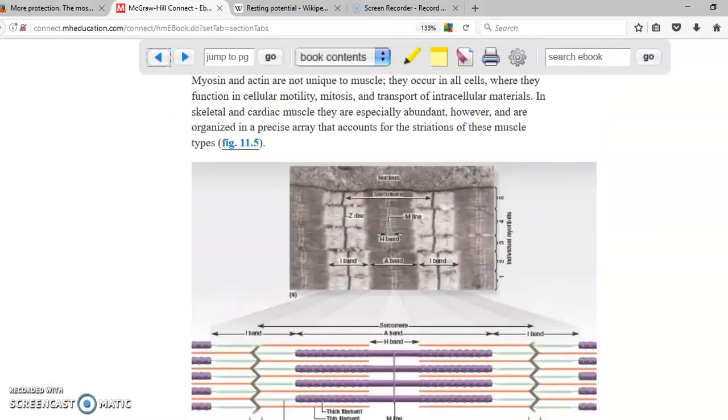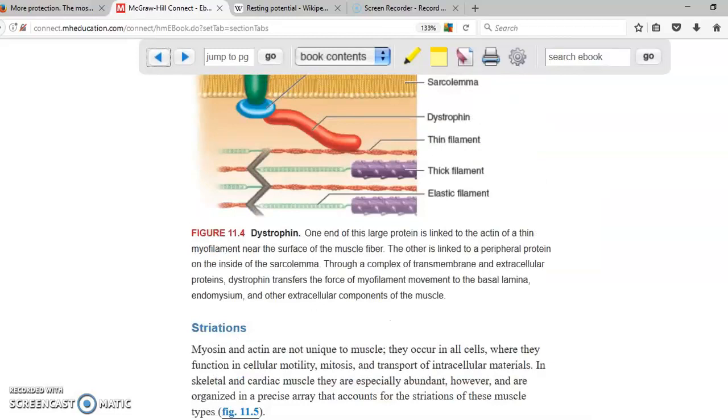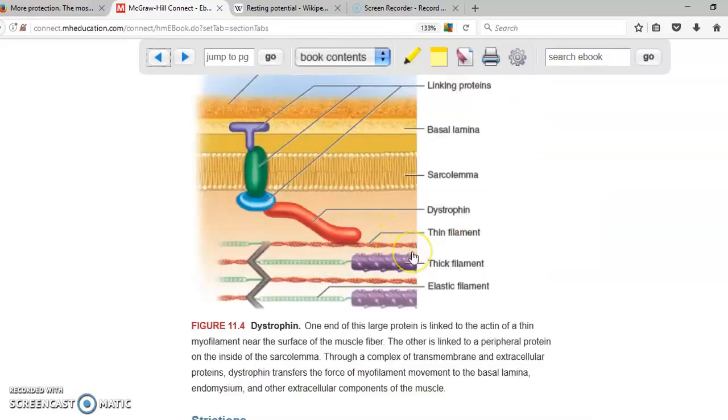So we scroll up and we're going to see this part right here. You have the thin and the thick filament again, and these are made of proteins. Are these the only proteins that we have? No, we also have this. This is an elastic filament. This is a protein called dystrophin, and these are other proteins that we have inside our muscle cells. These two are the ones that are going to perform the movement.